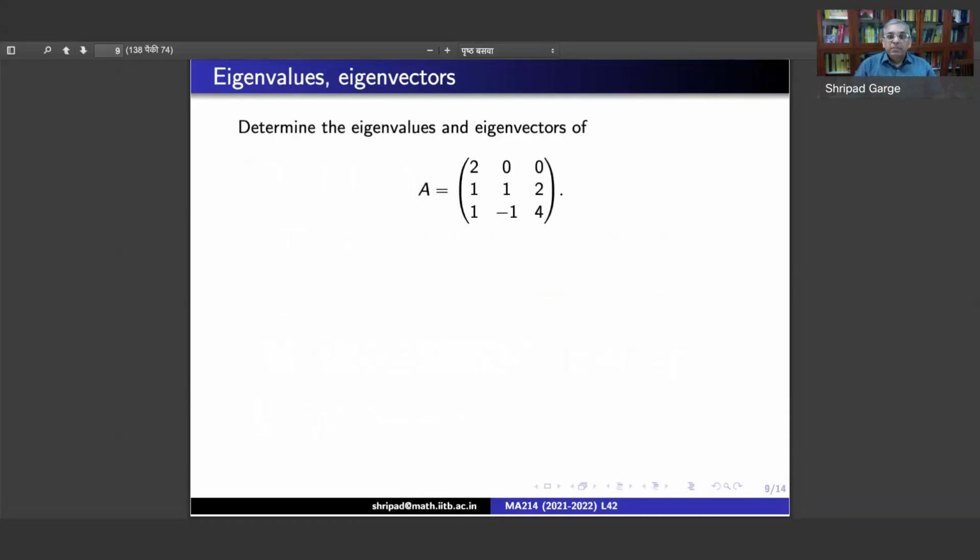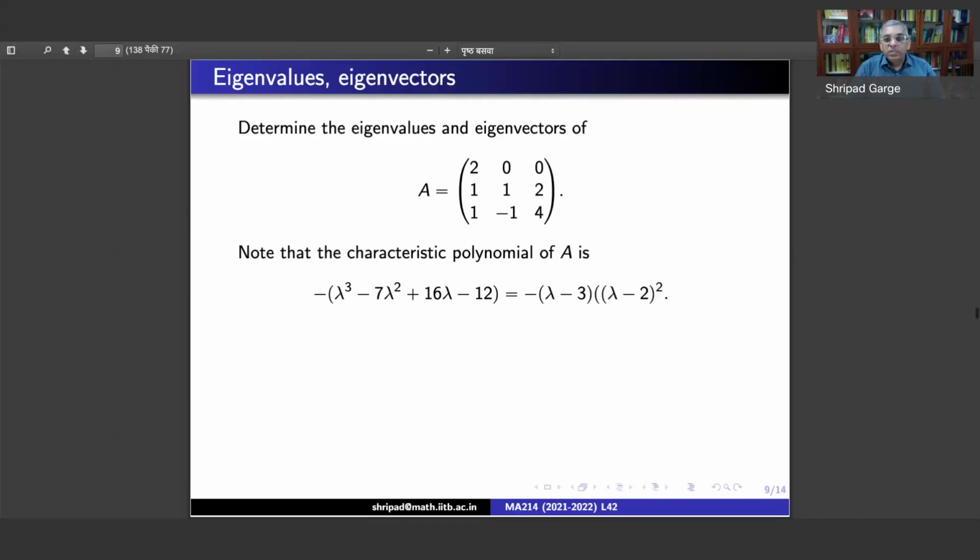So let's take an example. We want to find eigenvalues and eigenvectors for this matrix 2, 0, 0, 1, 1, 2 and 1, minus 1, 4. We compute the characteristic polynomial, which turns out to be this cubic polynomial. The characteristic polynomial will always be of the same degree as the size of the matrix. This has roots lambda minus 3 and lambda minus 2 whole square. And so these are the two possible eigenvalues, 2 and 3.